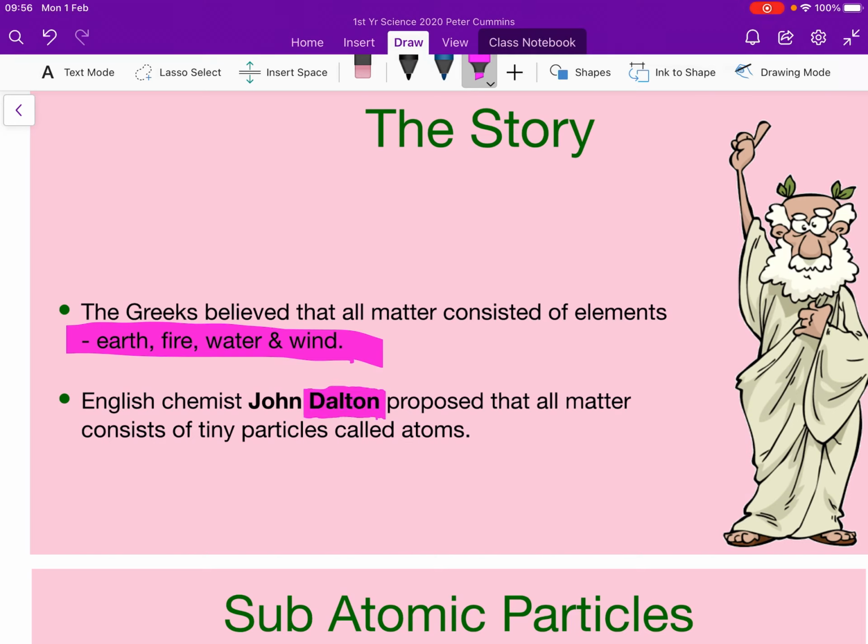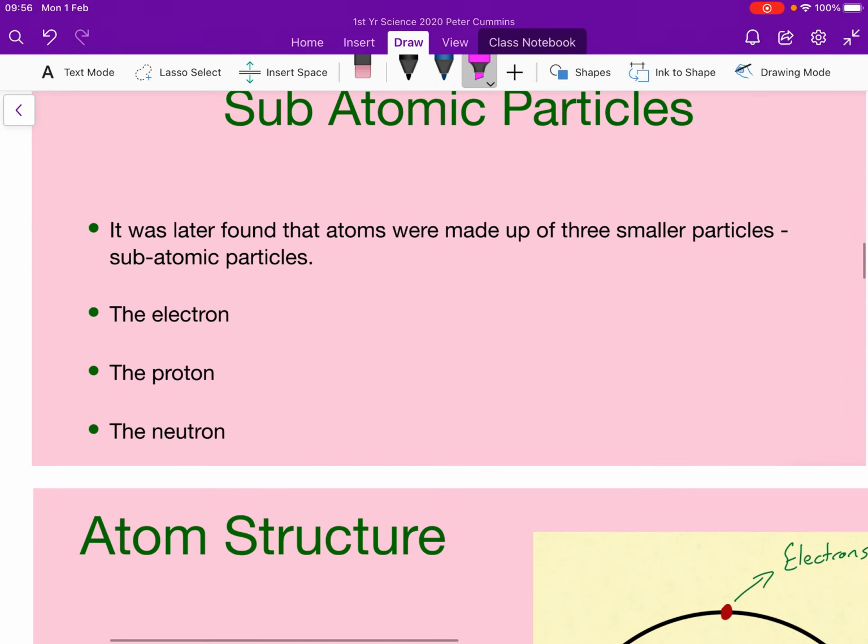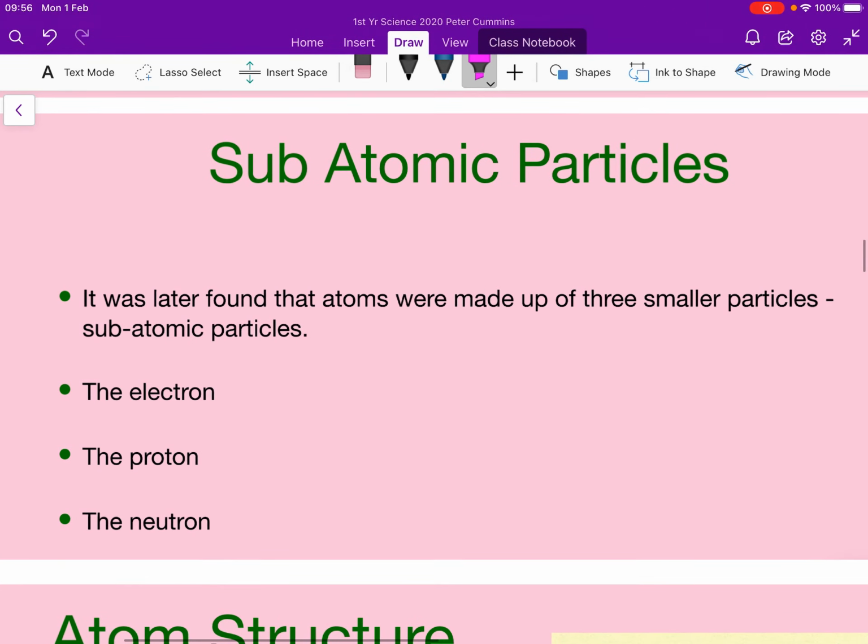But then Dalton came along and said, well, maybe it isn't earth, wind, water, and fire. Maybe everything, so we're talking all matter. Remember matter? All last week's work, solids, liquids, and gases. Everything that exists is made up of tiny particles called atoms. So Dalton came up with the word atom, and everything wasn't earth, wind, water, and fire. It was in fact atoms.